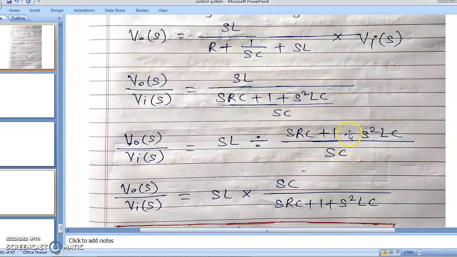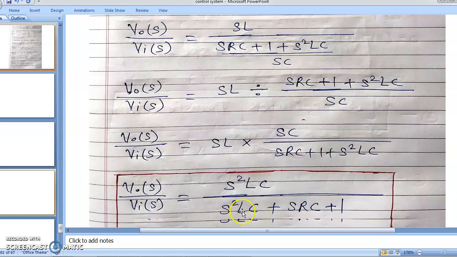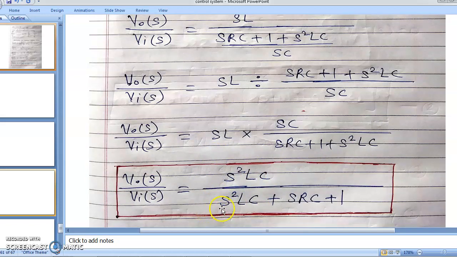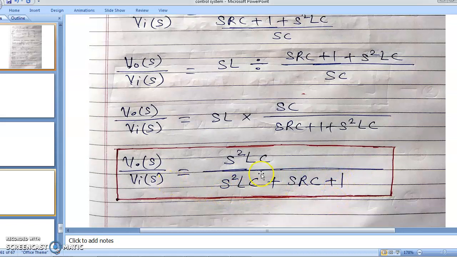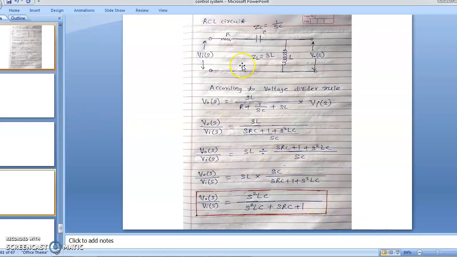The numerator goes into the denominator and the denominator goes to the numerator, so they are exchanged. What is happening here: SC upon SRC plus 1 plus S square LC, and finally we are getting S square LC upon S square LC plus SRC plus 1. This equation is indicating the transfer function of the RCL circuit, meaning we are measuring the output voltage across the inductor.